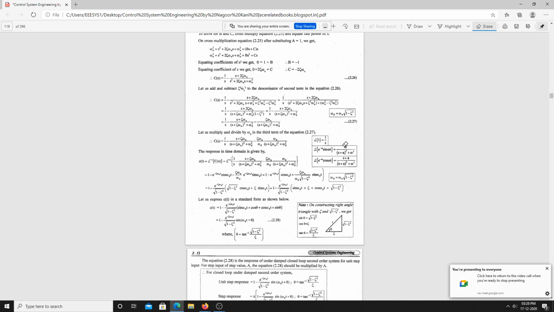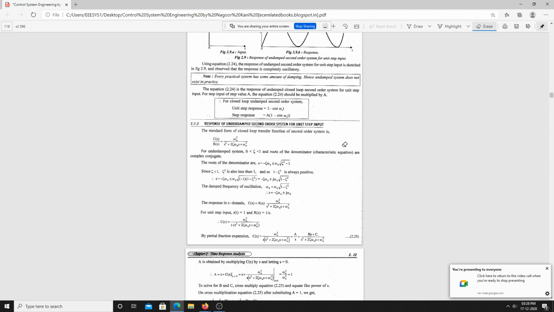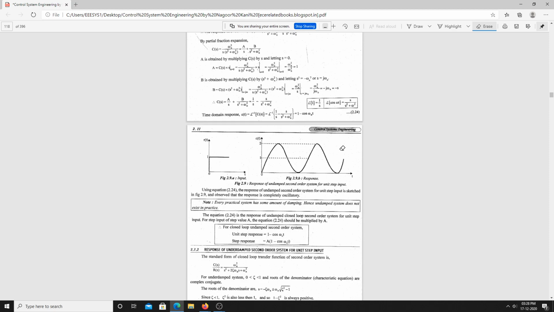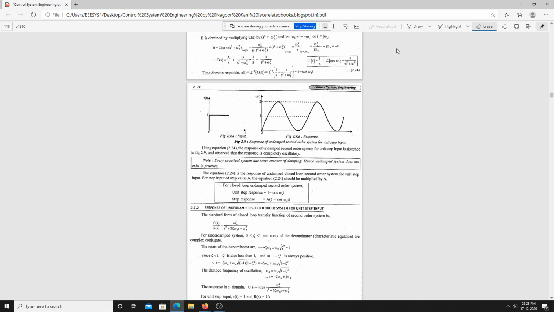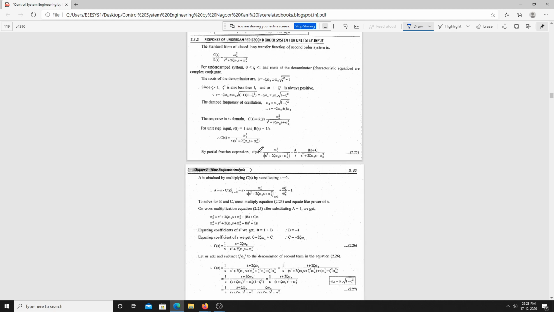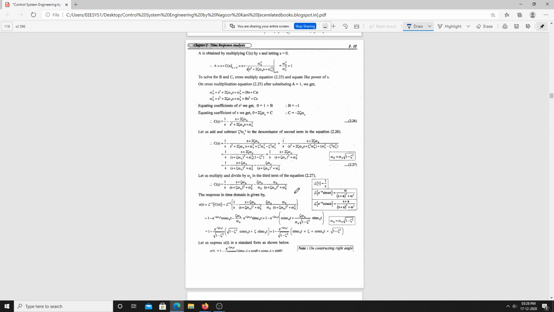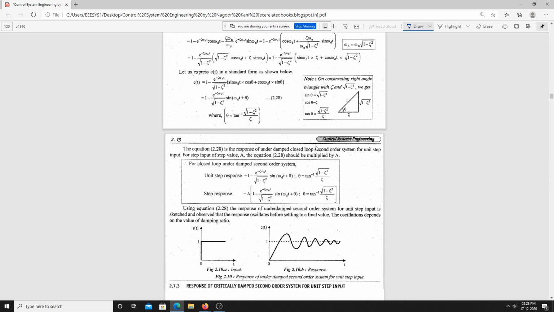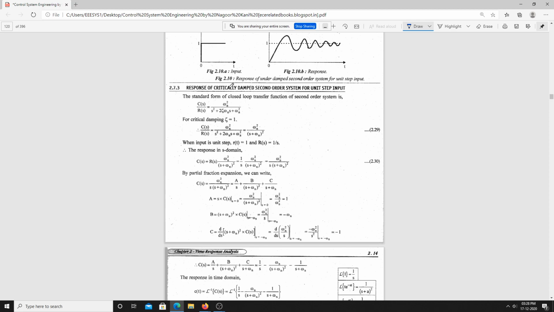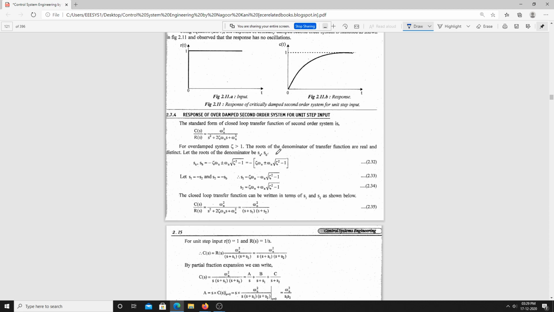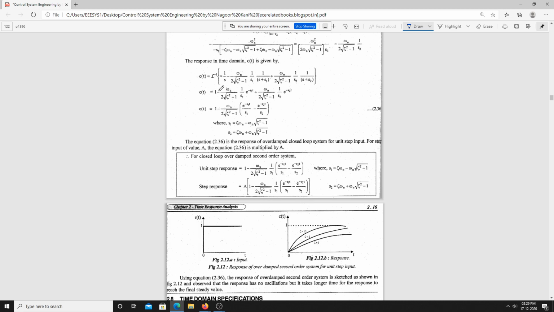In the previous class we discussed the response for a unit step input for different types of systems. For example, for a first order system, we observed the response for a unit step input, and also the response of a second order system for a unit step input for different cases: for underdamped, overdamped, and critically damped systems. So these are the things we have covered so far, right? We have covered these expressions for underdamped, overdamped, and critically damped systems, and we have completed all these responses.